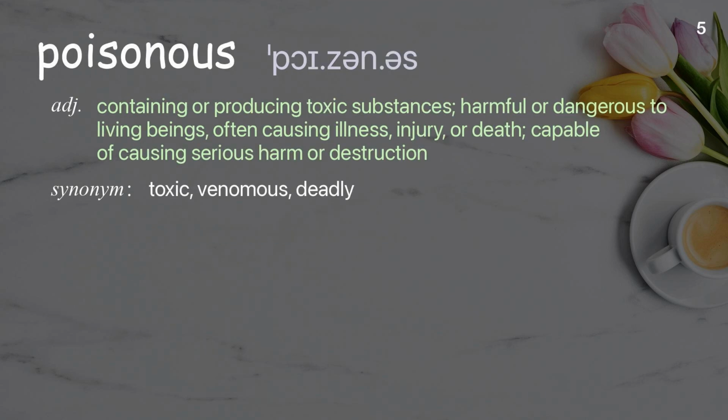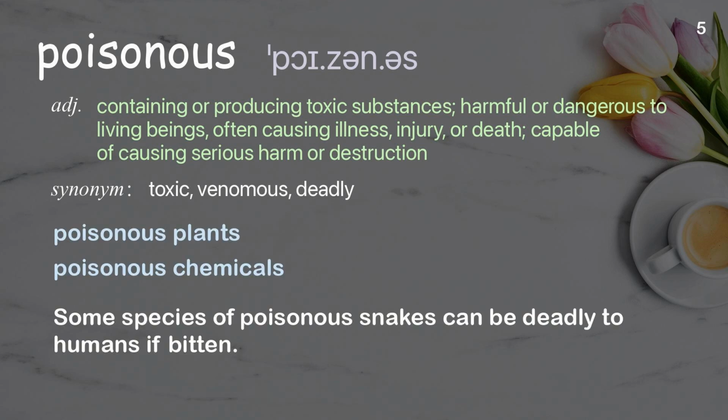Poisonous. Containing or producing toxic substances, harmful or dangerous to living beings, often causing illness, injury, or death, capable of causing serious harm or destruction. Examples. Poisonous plants. Poisonous chemicals. Some species of poisonous snakes can be deadly to humans if bitten.